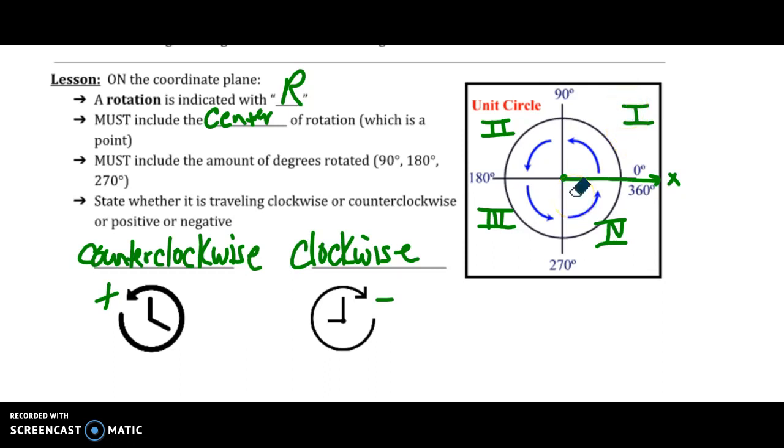Okay. So again, when you're indicating, you can say this was rotated 90 degrees about the origin counterclockwise instead of saying positive or negative. Or you can say this was rotated 270 degrees clockwise, again, instead of stating positive or negative. But you do need to know how to identify which way you're supposed to be rotating about the origin. So if it's positive, counterclockwise, again, in the order of the quadrants.